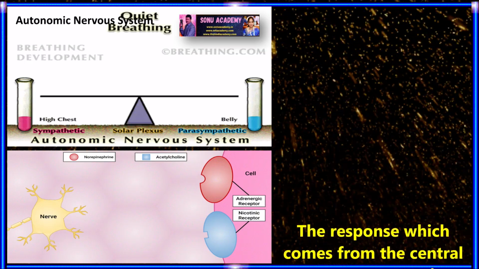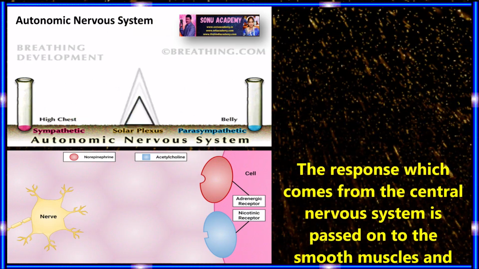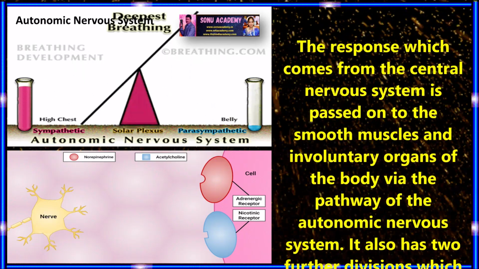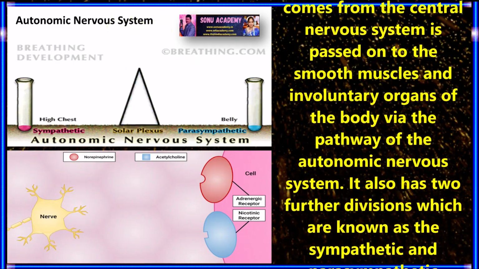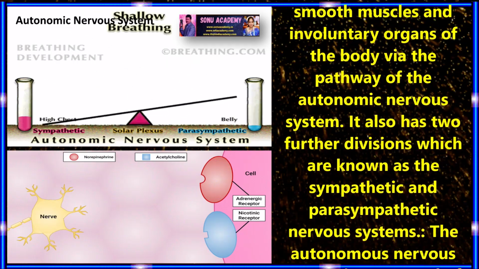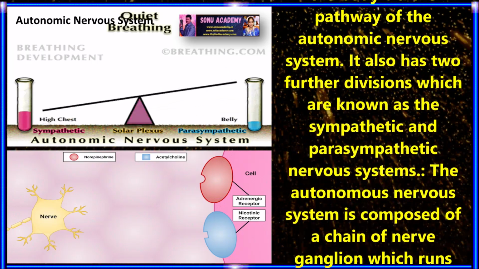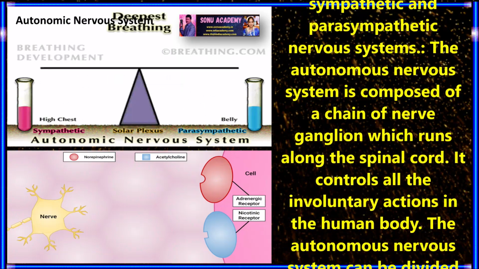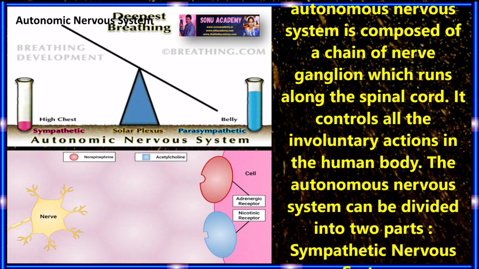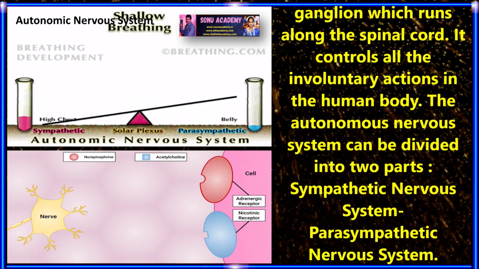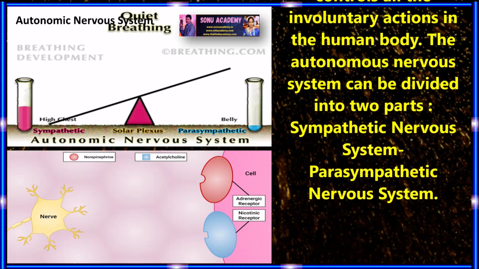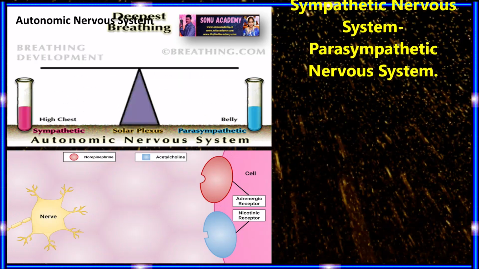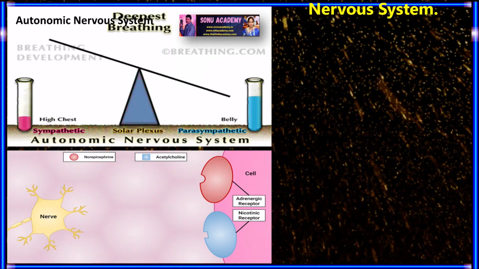Children, now let us discuss the autonomic nerve system. In the autonomic nerve system, the response which comes from the central nerve system is passed on to the smooth muscles and involuntary organs of the body via the pathway of the autonomic nerve system. The autonomic nerve system is composed of a chain of nerve ganglia which runs along the spinal cord. It controls all the involuntary actions in the human body. It can be divided into two parts, that is the sympathetic nerve system and the parasympathetic nerve system.